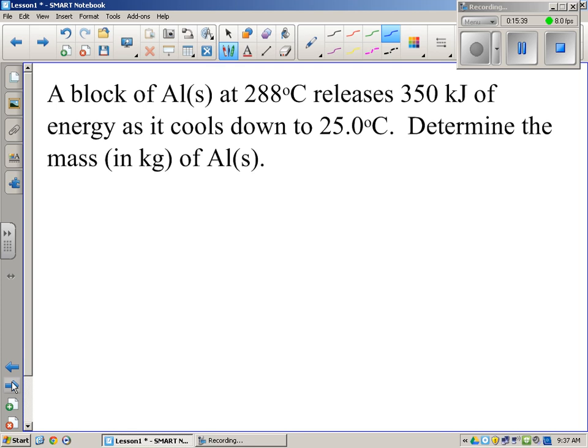A block of aluminum at 288 degrees Celsius releases 350 kilojoules of energy as it cools down to 25 degrees Celsius. Determine the mass in kilograms of the aluminum solid.